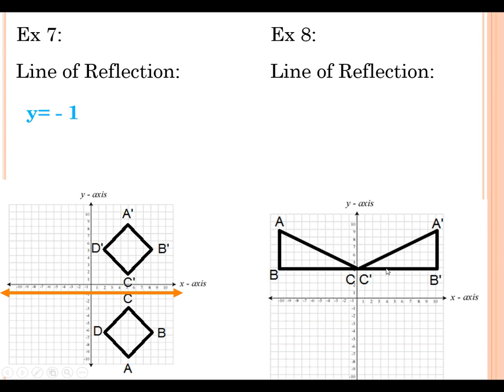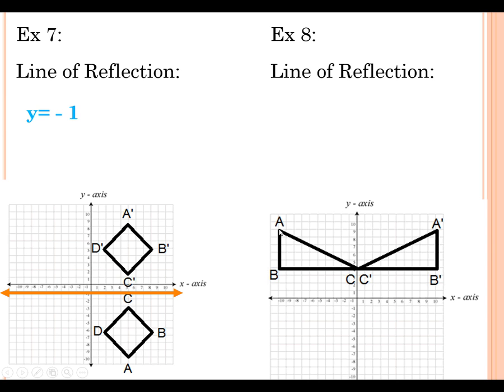Now looking at example 8, this one would have to be a vertical line to get this shape to end up over here. If it was horizontal, it would have flipped upside down and landed over here or something. So I know it's a vertical line, and I want a line that's halfway in between my points, which C and C prime are both on the y-axis, so that one's a little tricky. Let me count some other spaces.